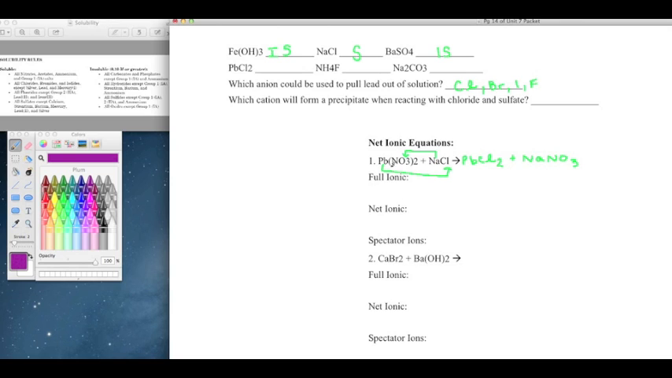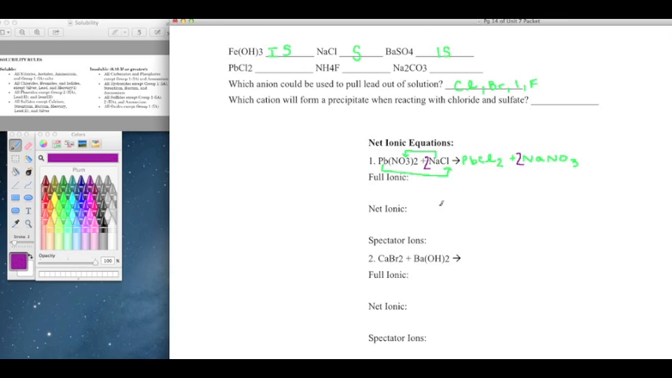Now I need to balance really quickly. I've got 1 Pb, good. 1 Cl, 2 Cls, that's not good. So I'm going to make that a 2 right there. Now I've got 2 Nas, 1 Na here, so I'm going to put a 2 here. 2 Ns, 2 Ns, 6 Os, 6 Os. All right, so I'm actually done now.